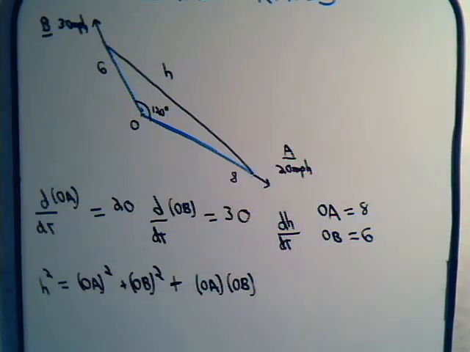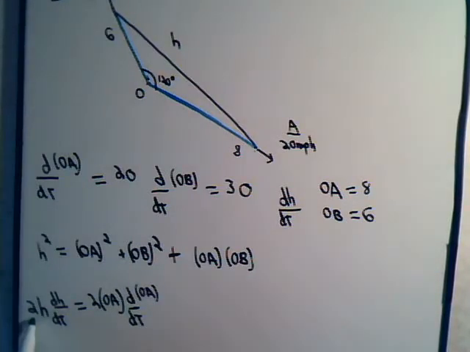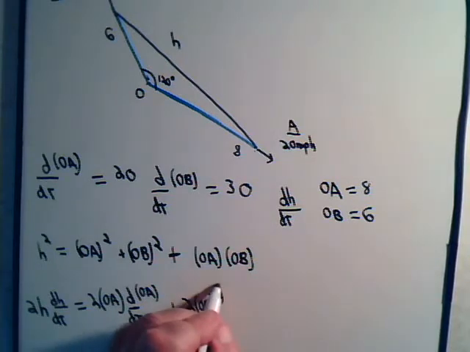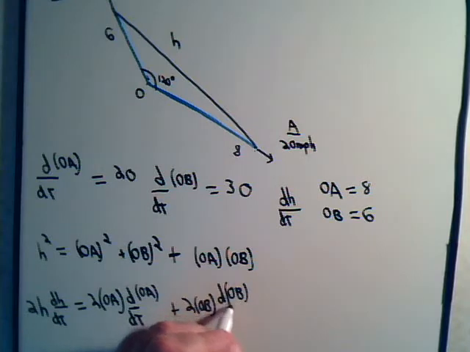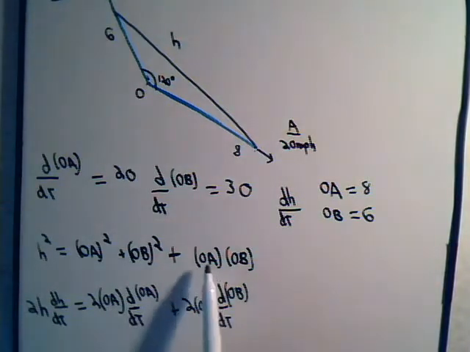So here we take the derivative of both sides of the equation, and we have 2h dh/dt equals 2 times OA times dOA/dt. I just took the derivative of this and the derivative of this, plus 2 times OB times the derivative of OB with respect to t. And now here we have a product.